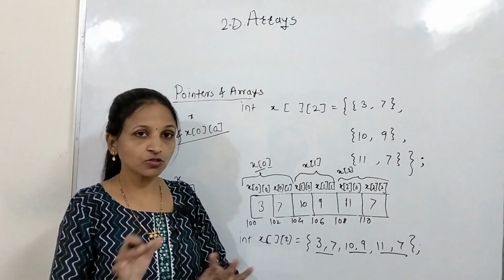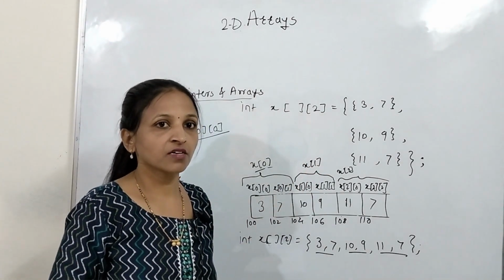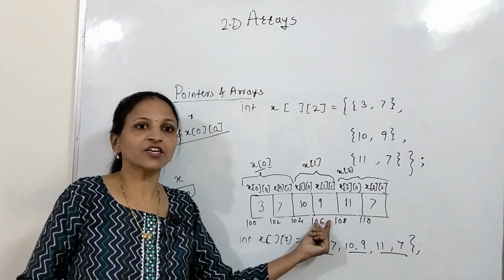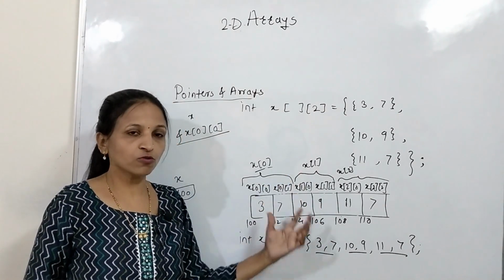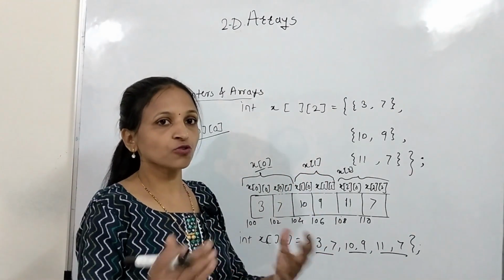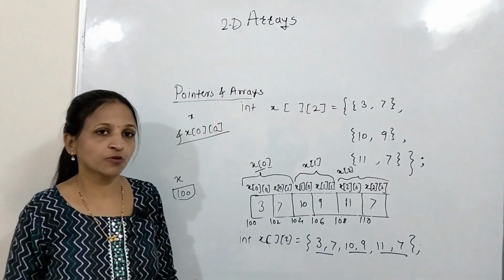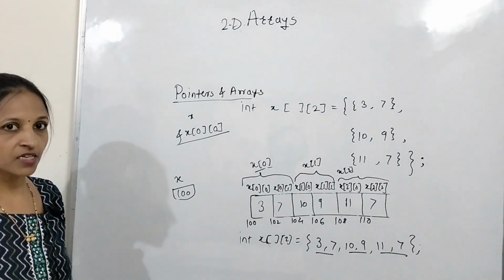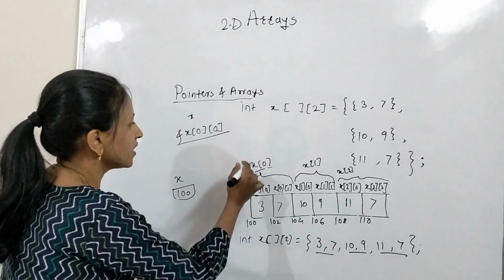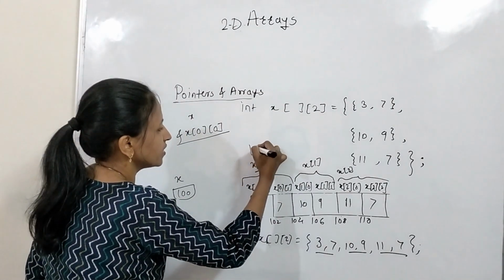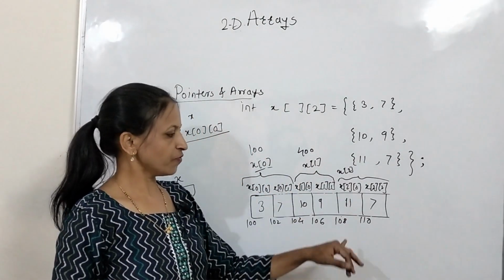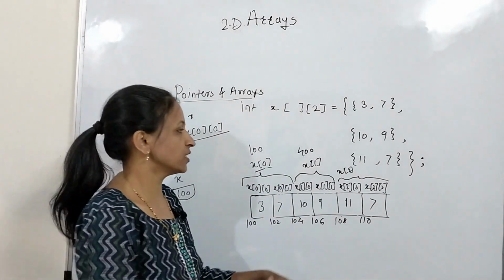x of 1 is not any individual element. x of 1, 0 will give you the element 10, x of 1, 1 will give you the element 9. But if you are using only one dimension, x of 1, that is nothing but the address of that individual array, the base address of that individual array. Getting? In this way the pointers are linked with arrays. Here x of 0 will hold 100 and this x of 2 will hold 108 in it.